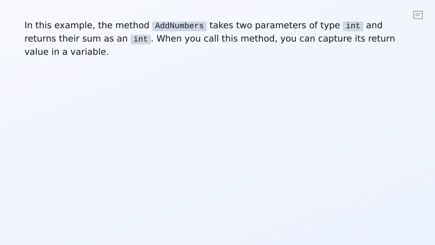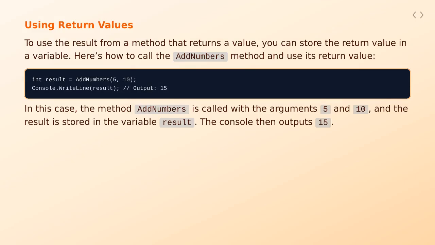In this example, the method addNumbers takes two parameters of type int and returns their sum as an int. When you call this method, you can capture its return value in a variable. Next, using return values. To use the result from a method that returns a value, you can store the return value in a variable. Here's how to call the addNumbers method and use its return value.